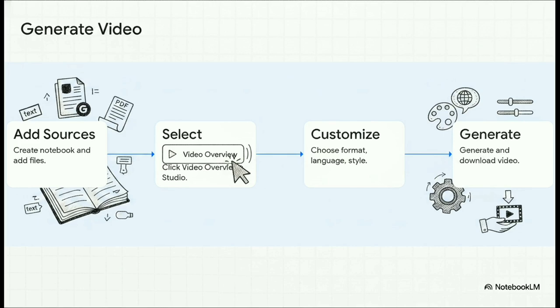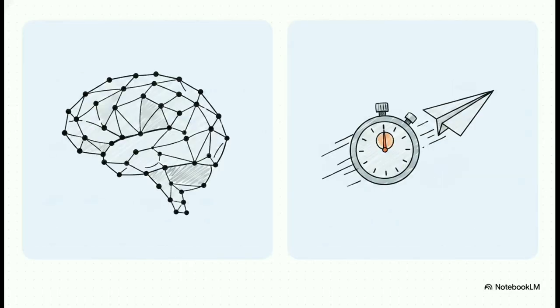Step 1, you just create a notebook and add your sources. This could be those Gemini research notes on the 1848 Niagara Falls event, PDFs, text files, whatever. Step 2, select Video Overview right there in the Studio panel. Step 3, customize your format, language, and style. And Step 4, just hit Generate and Download. It literally does all the heavy lifting in the background, freeing you up to go grab a coffee while it processes. And this brilliantly illustrates the two primary formats you now have at your disposal.